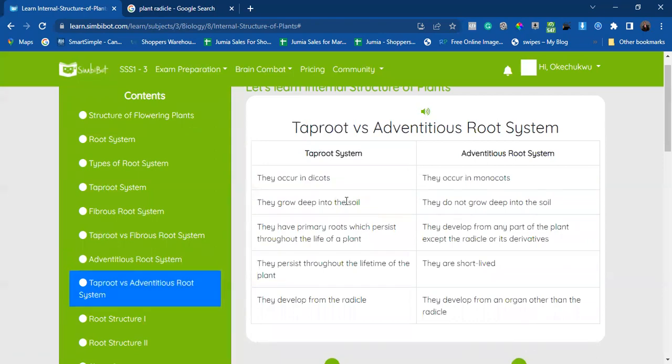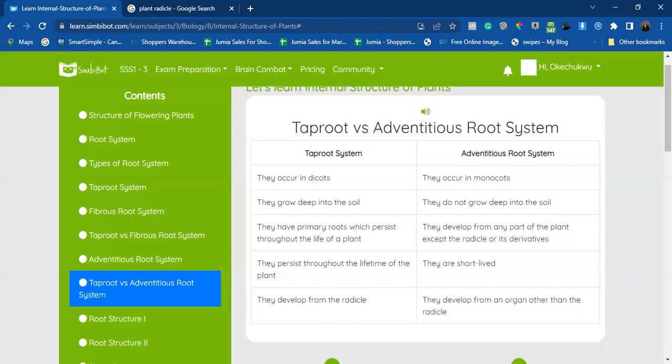Taproots, like we say, occur in dicots. Adventitious, monocots. Taproots grow deep into the soil. Adventitious roots do not grow deep into the soil. Taproots have primary roots that persist throughout the life of a plant. These adventitious roots develop from any part of the body except the radicle or its derivative. The adventitious roots are short-lived.